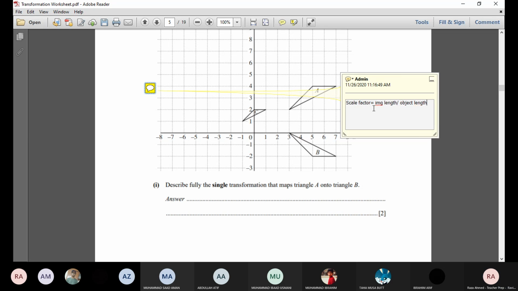When we say length, we are referring to these sides. Can you see this top part of triangle A? From this vertex to this vertex, this is 2 centimeters. Take the same corresponding length in triangle C, that is 1 centimeter. So your formula becomes the image length is 1, whereas the object length is 2. So 1/2 is your scale factor. ठीक है sir, thank you. No problem.